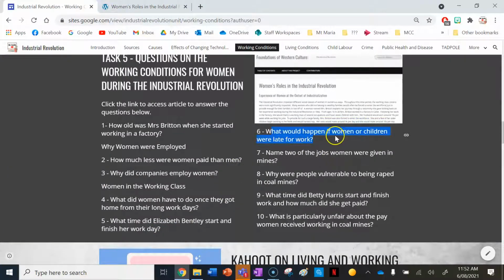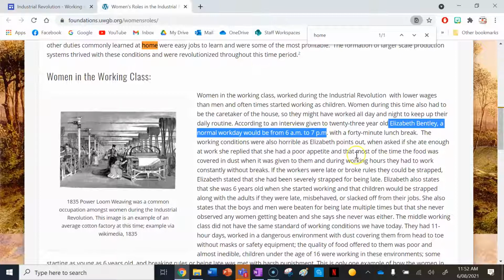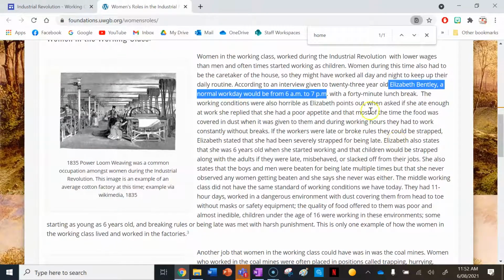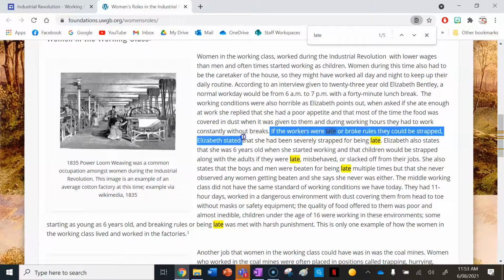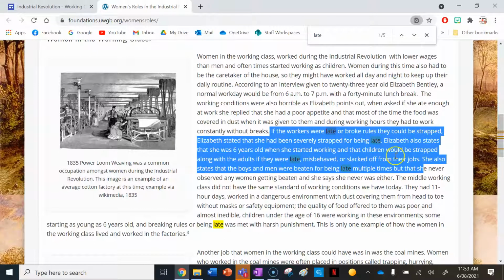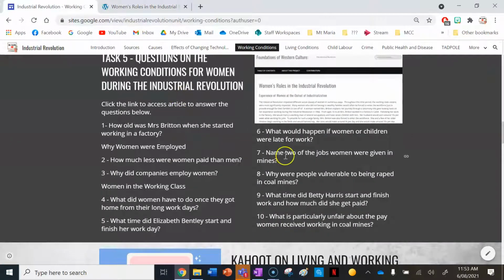What would happen if women or children were late to work? They would get their wages deducted. That is here as well. Let's see if we can type in late. There we go. If the workers were late or broke rules, they could be strapped, and also down, so that means they could be hit. And also further down it says their wages were deducted as well.